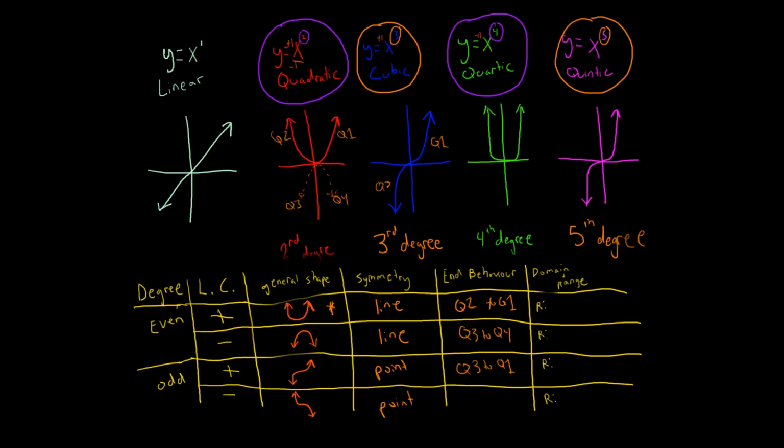And then odd degree functions with a negative leading coefficient. So I'm just going to draw that up there. That would be from quadrant 2 to quadrant 4. And no matter what transformations these functions undergo, the end behavior will always be the same. So if you can figure out the degree of the function and whether or not the leading coefficient is positive or negative, then you'll be able to draw at least a rough graph of what it should look like.